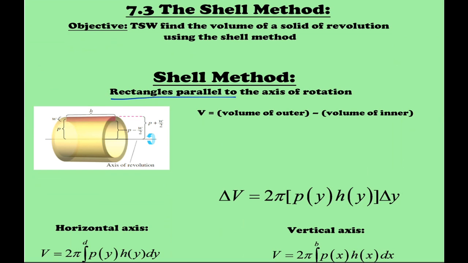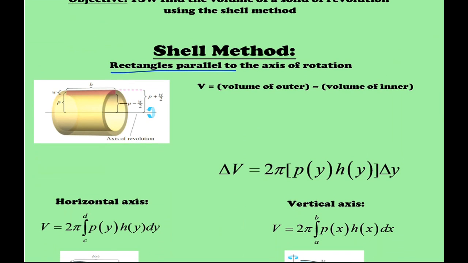Okay, when we're doing the shell method, if you think about your axis of revolution, if we have our axis of revolution here, and then we have our little rectangles up on top, and we rotate that around, it's not going to look like a disc anymore. It's not going to look like a washer anymore. It's going to look like what they call a shell. Kind of like a cylinder with a hole drilled in the middle of it.